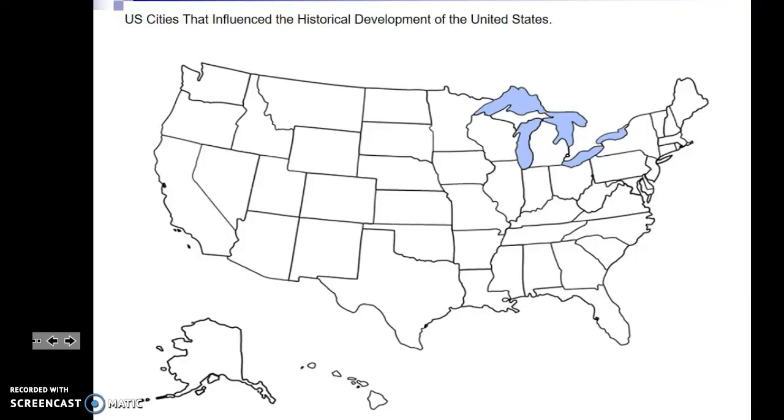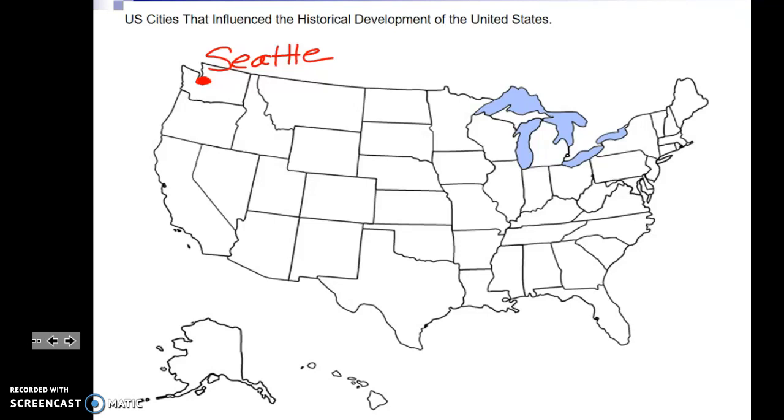All right, students. Today we're going to record some important cities that influence the historical development of the United States. So we're going to start from west and go east. We're going to start over here in the Pacific region with the city of Seattle, which is in the state of Washington. So, on your paper, put Seattle.